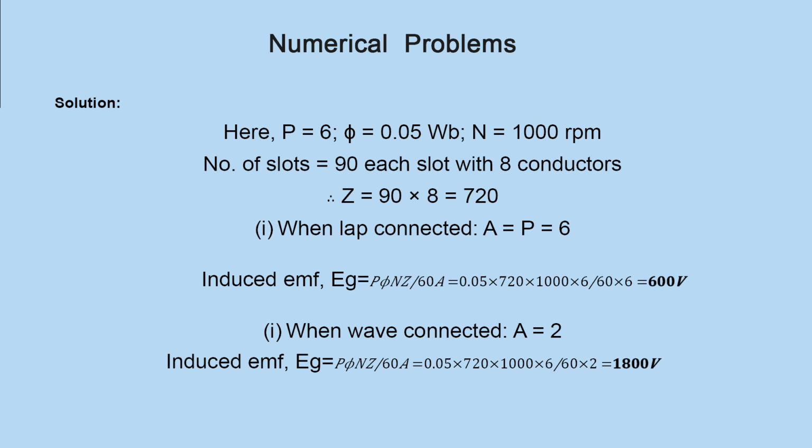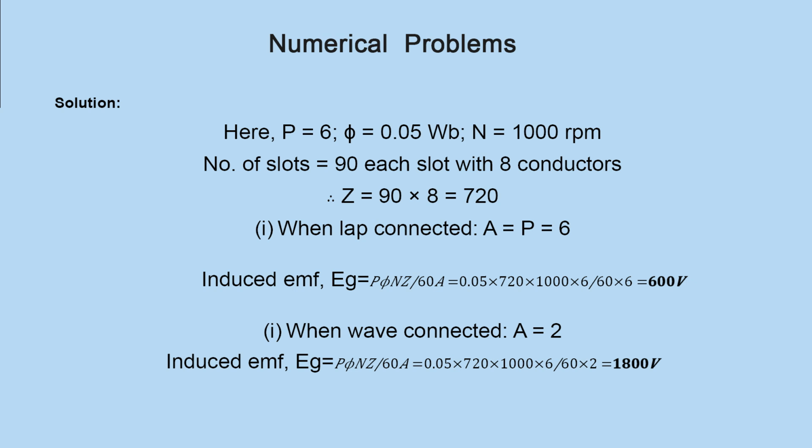So as you can see, when a machine is connected in a wave winding and when the machine is connected in the lap winding, there is a change in the induced EMF just because of A. Here the induced EMF is increased as the machine is changed in its configuration from lap wound to wave wound. So there is an increment in the induced EMF.